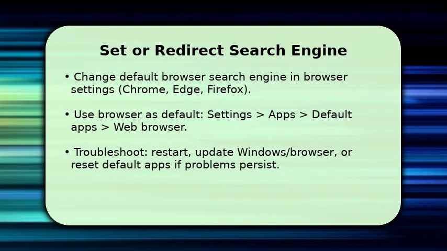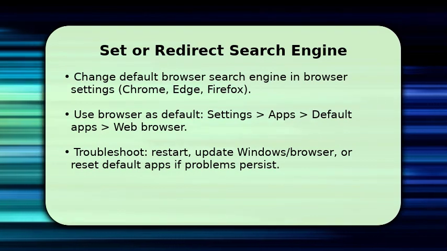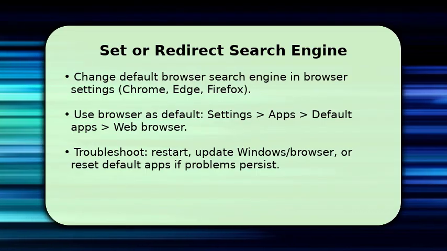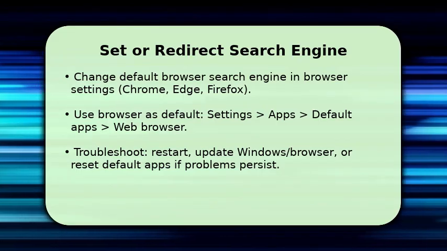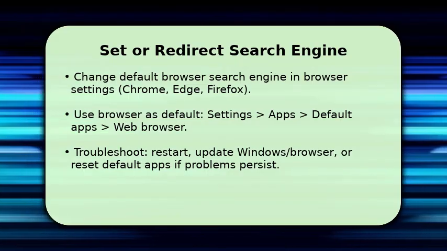Finally, set or redirect the engine so searches go where you want. If you prefer Google or another provider, open your browser settings and change the default search engine there. Then make that browser your default in Settings app's Default Apps web browser. Once done, test by typing a web query from the taskbar. If results still return the old engine, make sure Windows and the browser are updated, restart the PC, and if needed, reset default apps to force the change. This usually fixes lingering behavior.